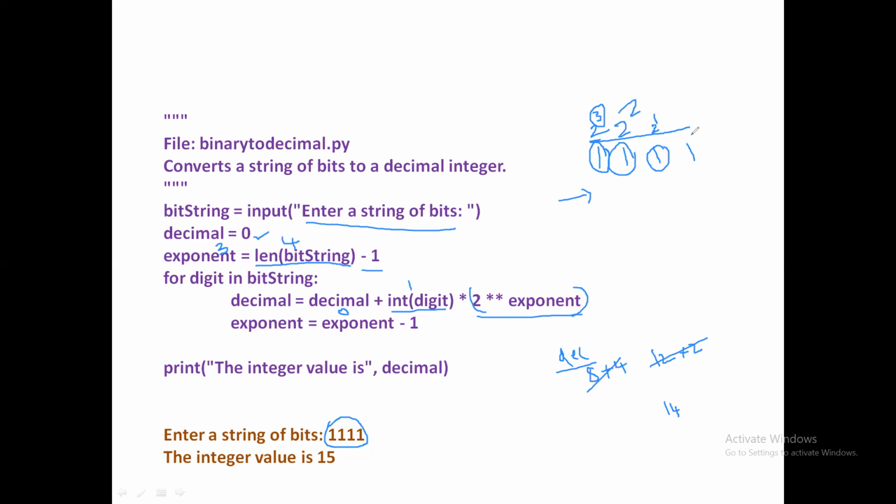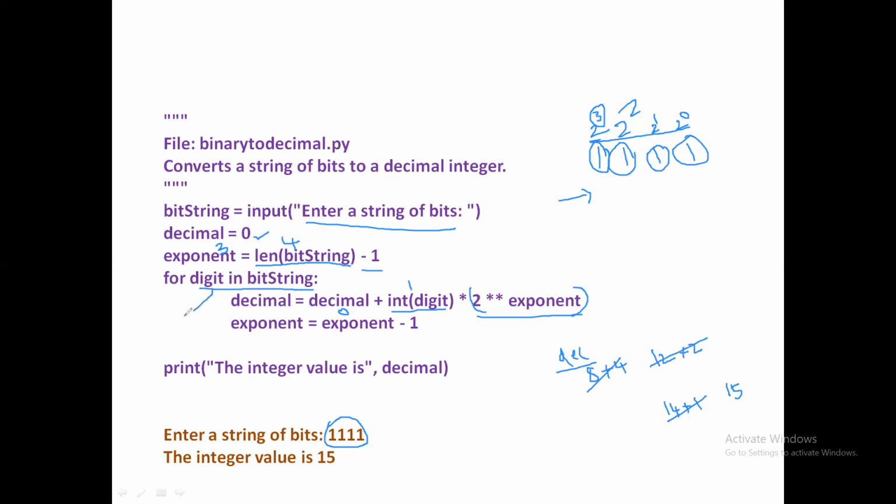Now the value of the decimal number is 14. And finally, it picks up this bit, which multiplies with 2 power 0, and adds it up to the decimal number. This is going to be 1. So the final result is 15. Once all the bits are completed, the for loop ends. This loop ends when all the bits are completed.